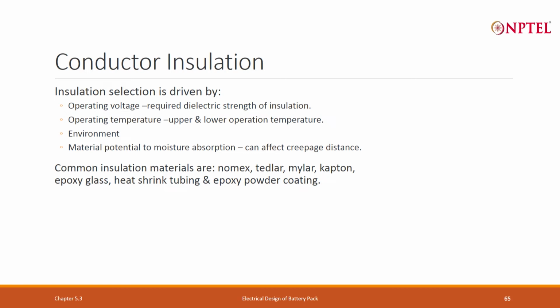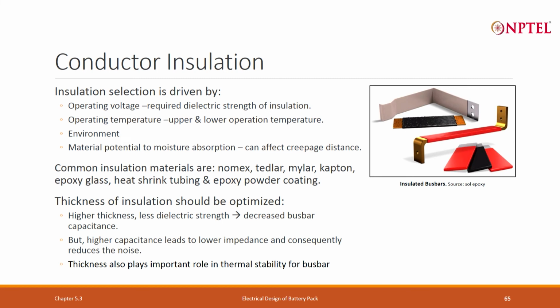The common insulation materials we use here are Nomex, Stedlers, Mylar, Kapton, epoxy glass, heat shrink tubing, so very common. And a lot of the time we do epoxy powder coating also. Now, what should be the thickness of insulation? Higher thickness, less dielectric strength, decreased busbar capacitance. Now, what will happen if there is less dielectric strength and then there is decreased busbar capacitance?